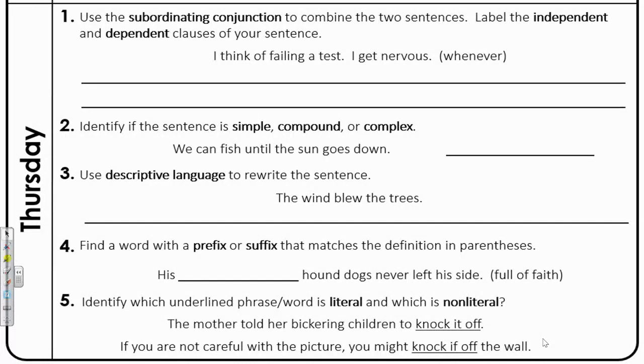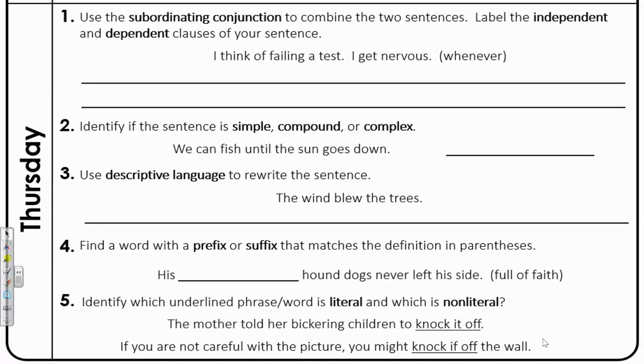Number 1, use the subordinating conjunction to combine the two sentences. Label the independent and dependent clauses of your sentence. I think of failing a test. I get nervous. They want us to use the subordinating conjunction whenever to combine these sentences.